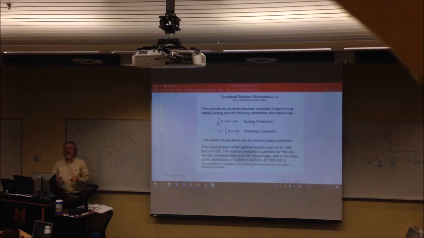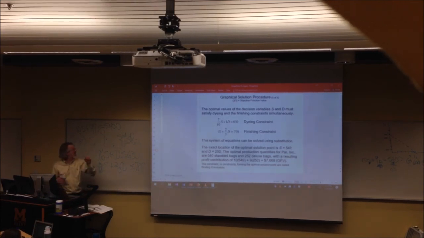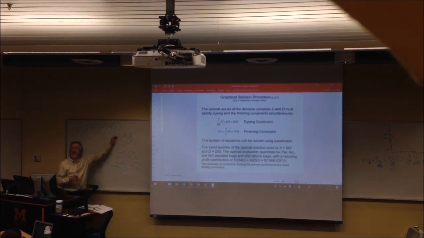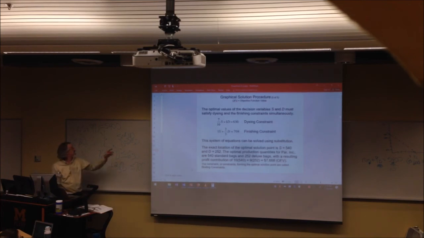You know money's not going to be wasted. You know exactly how many deluxe bags and standard bags should be made. You tell production, everything's in play now, and they won't stop making standard bags until they get to 540. Then the big cost of switching everything up for the new run, and they make exactly 252 deluxe bags.